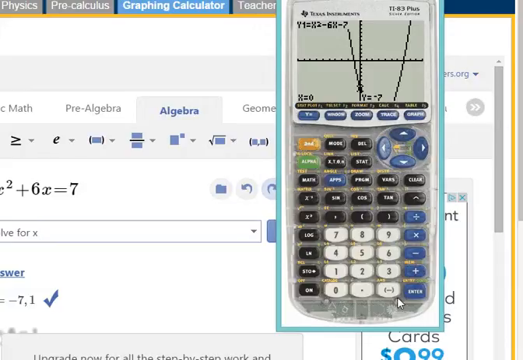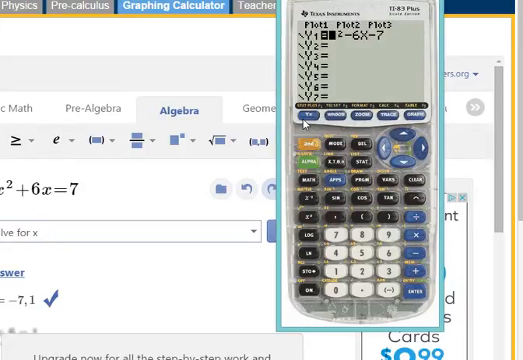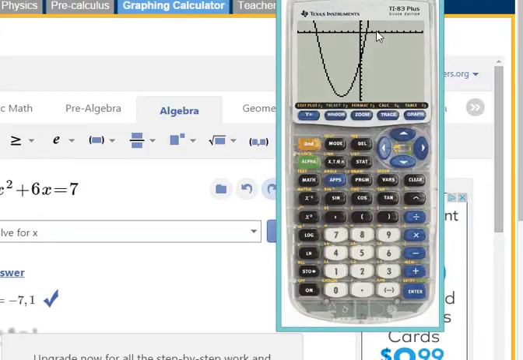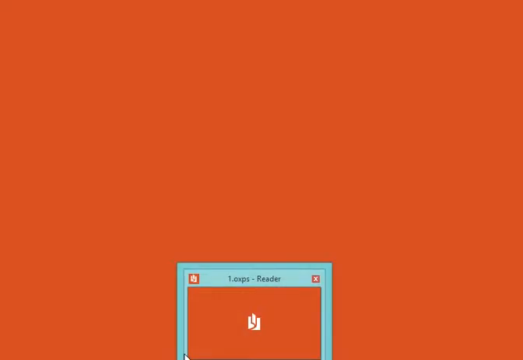If I plug in negative 1, oh wait. Uh-oh. Do you see what Mr. Adams did? I plugged it in wrong. It's not minus 6x, it's plus 6x. Woo, man, that makes a difference. All right, okay, that's better. So now if I hit trace and I plug in 1, y equals 0. If I plug in negative 7, y equals 0. Pretty cool, huh?